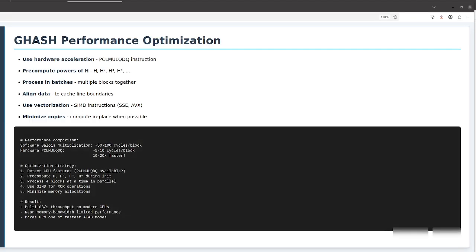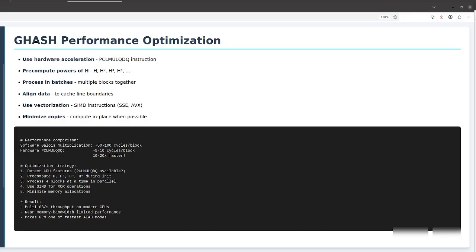GHASH performance optimization. Let's discuss how to optimize G-hash performance. Understanding these optimizations helps you make informed decisions when implementing or configuring GCM. First, use hardware acceleration. Modern Intel and AMD CPUs feature the PCLMULQDQ instruction. This instruction is specifically for carry-less multiplication, which is used in galois fields. This makes galois multiplication extremely fast. Use crypto libraries that detect and use this instruction when it is available. The performance difference between software and hardware implementation can be 10x or more.